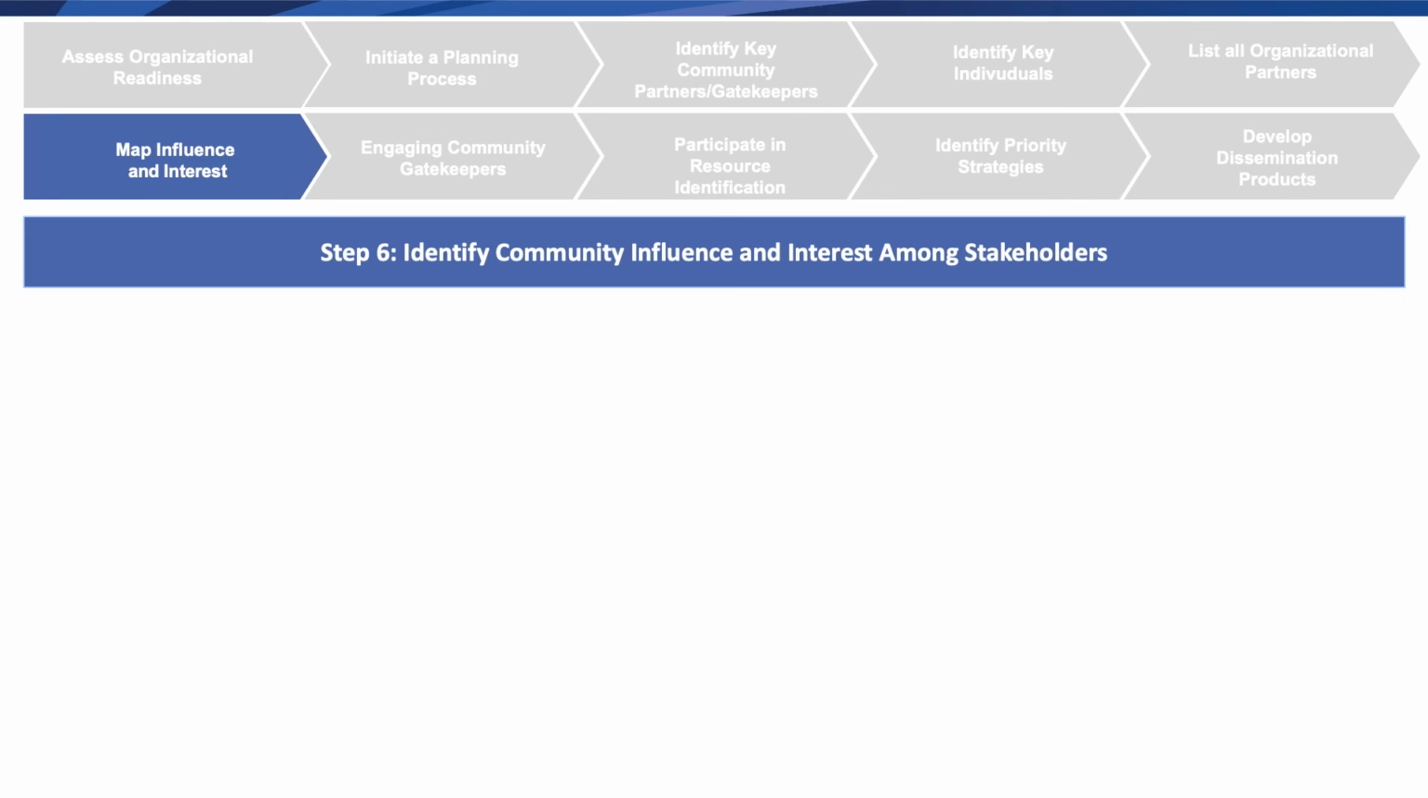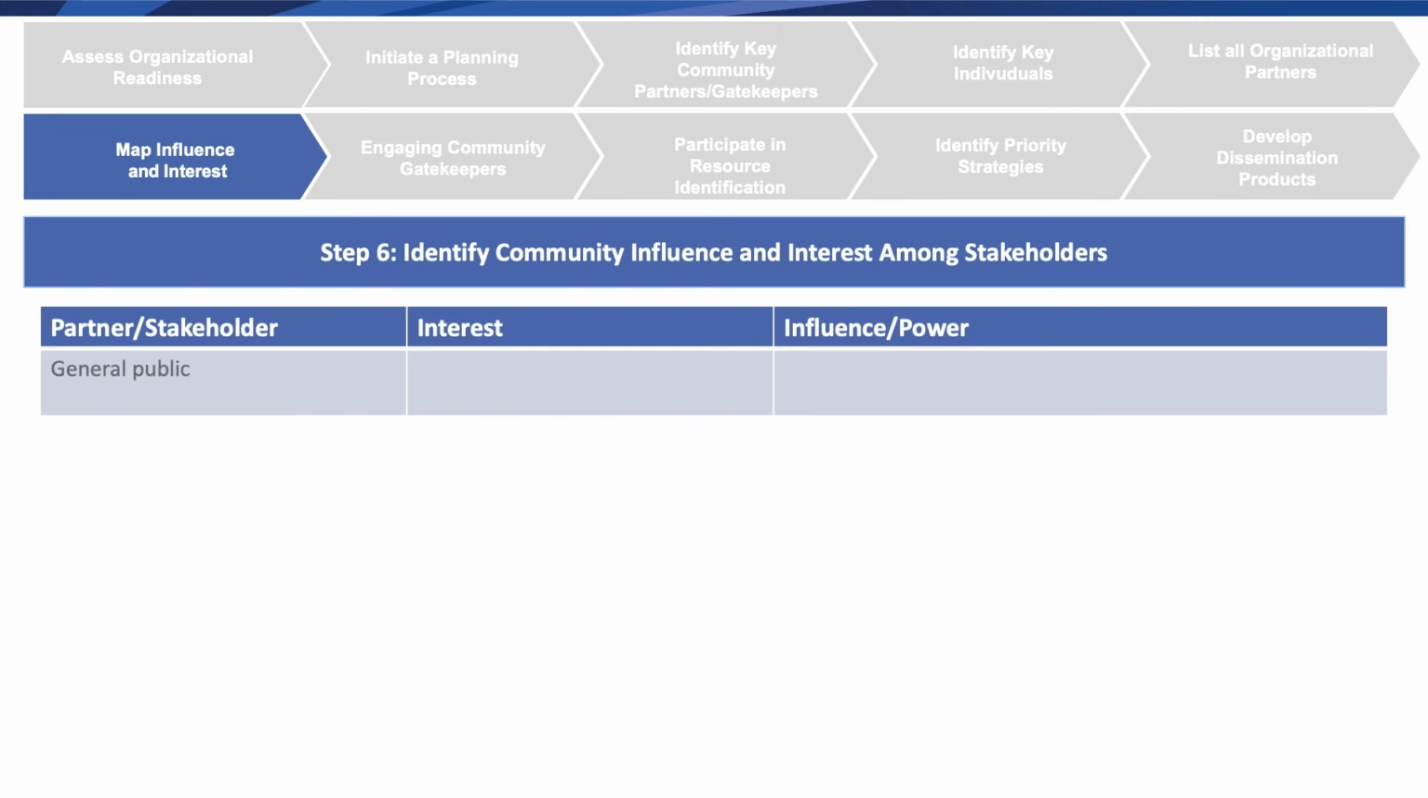Identify the influence and interest among stakeholders. If the partner or stakeholder is the general public, some individuals may be interested in wanting to improve the health or safety of their community. Their influence and power are substantial. First, they have purchasing power. They can decide they're not going to buy lead paint. And then they may also serve as advocates for lead-safe communities.